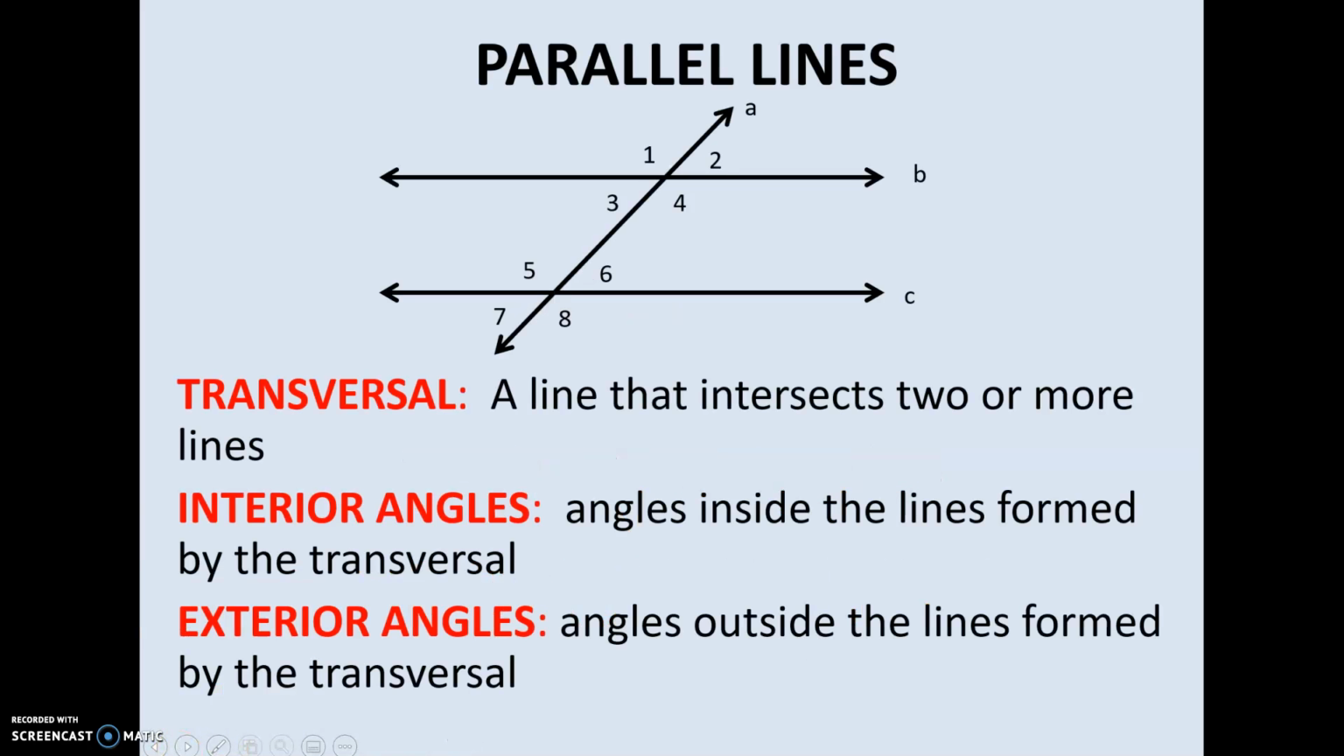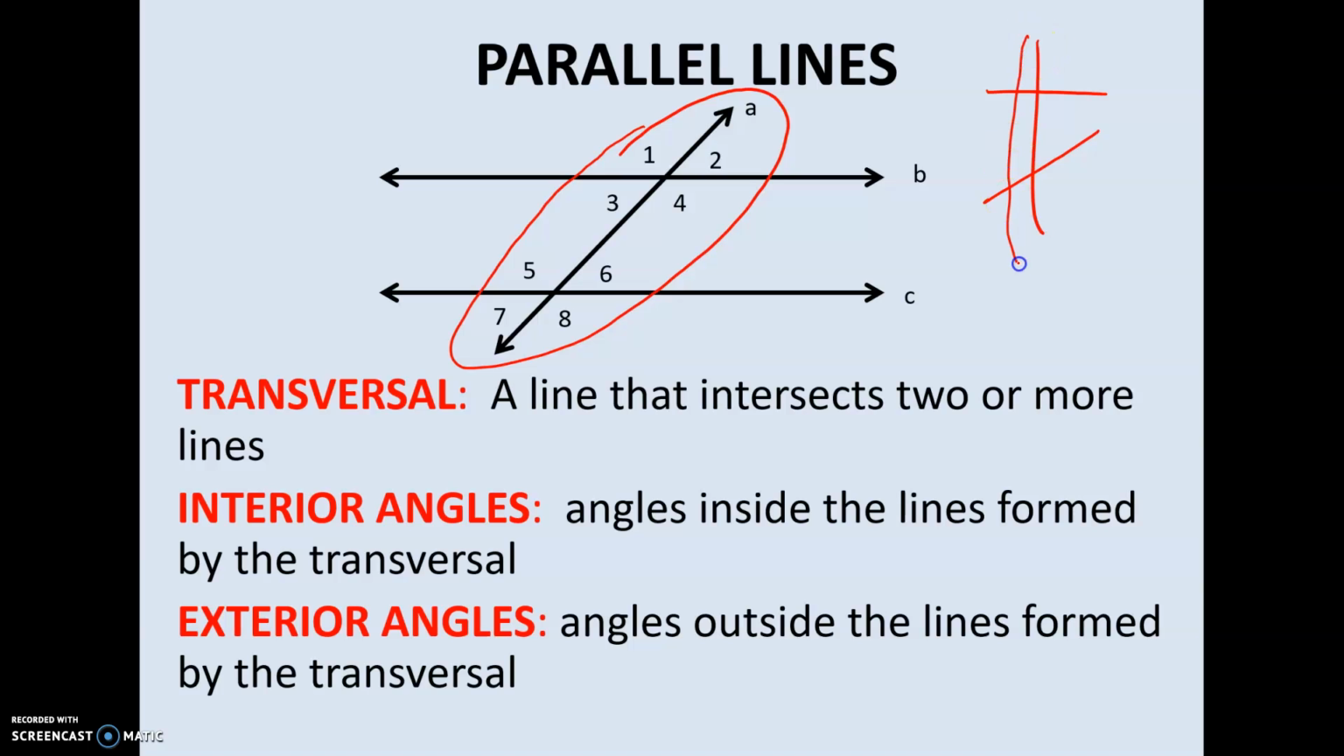So the first thing we're going to talk about is a transversal. A transversal, ladies and gentlemen, is the line, this line right here. Okay, that is a transversal. It's a line that intersects two or more lines. So that line could intersect two lines that are parallel to each other, or it could cross two lines like this that are not parallel to each other. So once again, this line would be considered a transversal. Okay, that is a transversal.